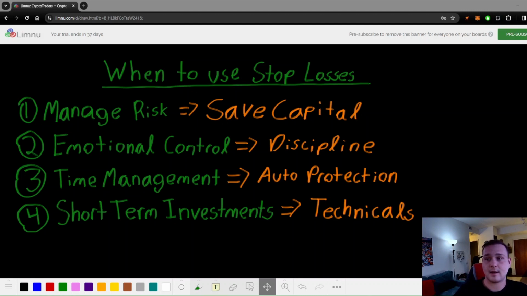And lastly, I think a stop loss is best used with short-term investments. And when I say stop loss, I mean a stop set in the market. Generally speaking, you're going to want to use technicals when you're setting the stop losses. So looking at support and resistance, looking at the relative strength indicator, RSI. Also, your moving average convergence divergence, your MACD. And these technical indicators I'm going to do a video on in the near future.